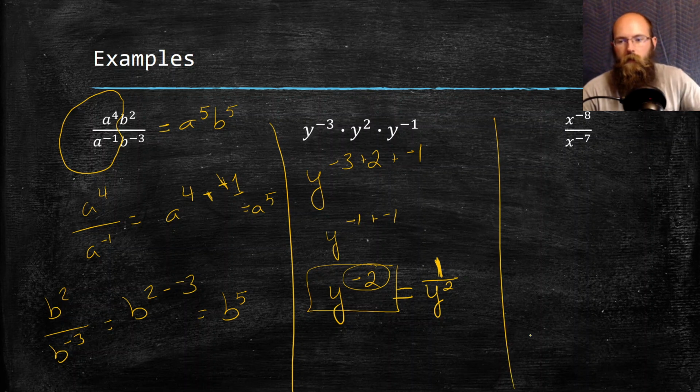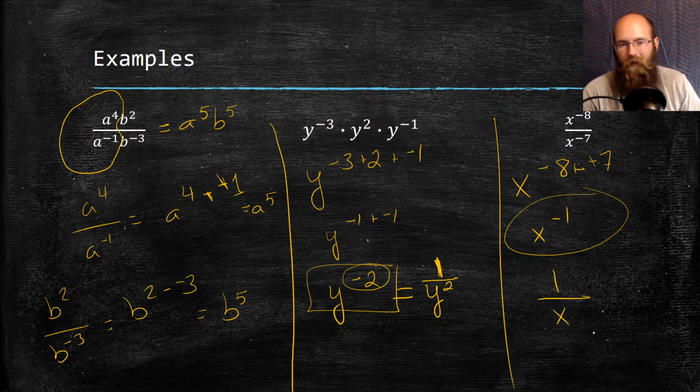Let's look at our next one here. x to the negative 8 over x to the negative 7. I'm dividing, so I need to subtract their exponents. x to the negative 8 minus a negative 7. Double negatives mean I'm adding that 7. But negative 8 plus 7 still just gets me a negative 1. Again, they sometimes don't like the answer like that. Sometimes we want it like 1 over x to the positive 1, but I don't have to write that exponent.